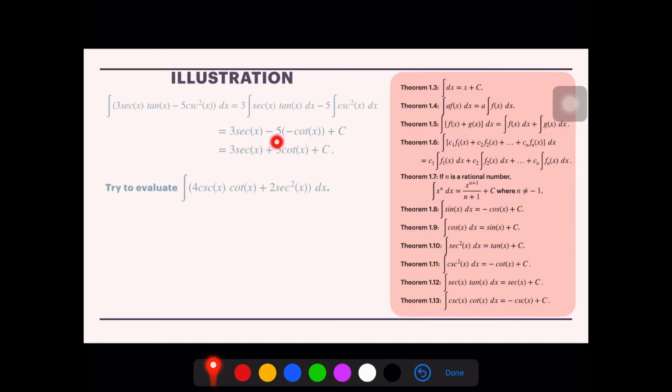Next would be negative 5 times antiderivative of cosecant squared x dx. And using theorem 1.11, its answer would be negative cotangent x plus c, and so we have negative 5 times negative cotangent x plus c. Simplifying this, we'll now have 3 secant x plus 5 cotangent x plus c. If you want to be reviewed on operations on integers, just click the suggested video there at the upper right corner of your screen.